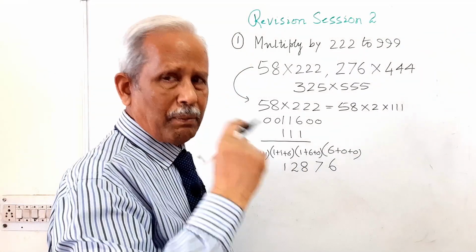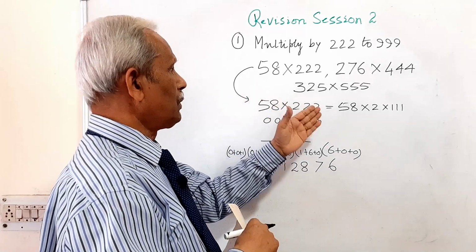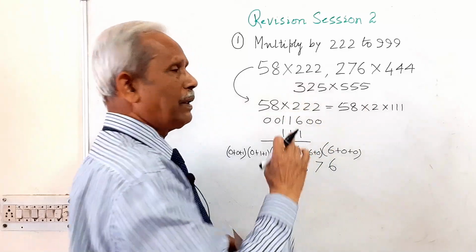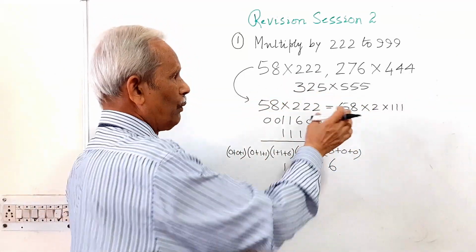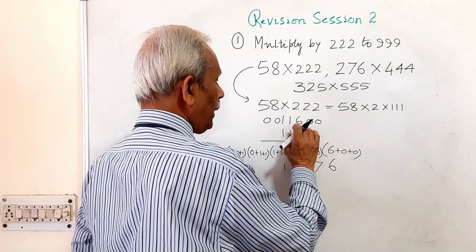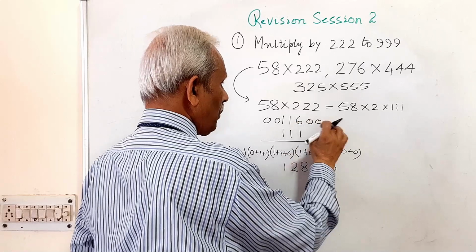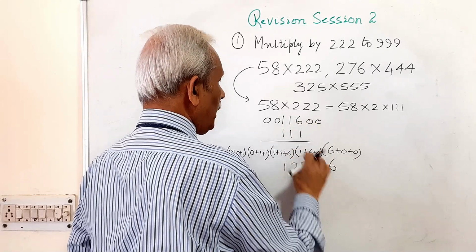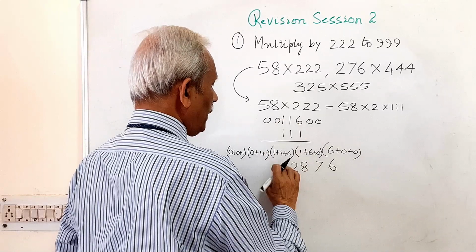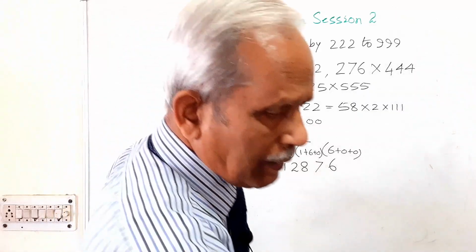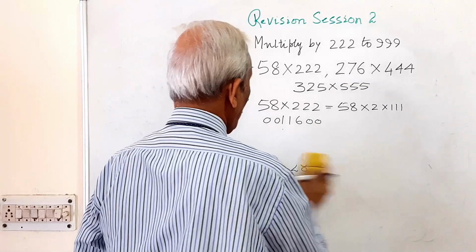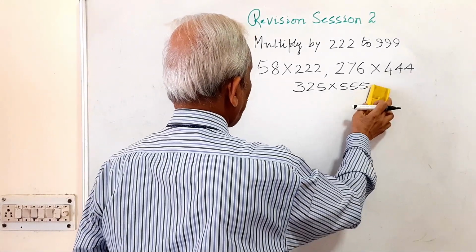The only thing to remember here is that since we are multiplying with 222, we should write 58 into 2 into 111, because 222 can be written as 2 into 111. Once you multiply this, it's the normal multiplication with 111 where we add two neighbors. 6 plus 0 plus 0 is 6, 1 plus 6 plus 0 is 7, 1 plus 1 plus 6 is 8, 0 plus 1 plus 1 is 2, and 0 plus 0 plus 1 is 1. So the answer is 12876, right? It's quite simple and easy, you only have to follow it and practice it. Well, let us do the next question.